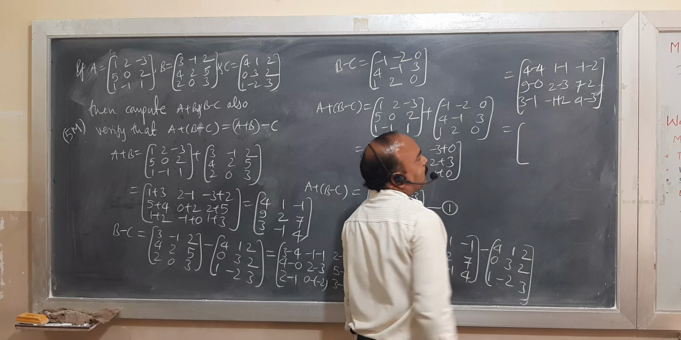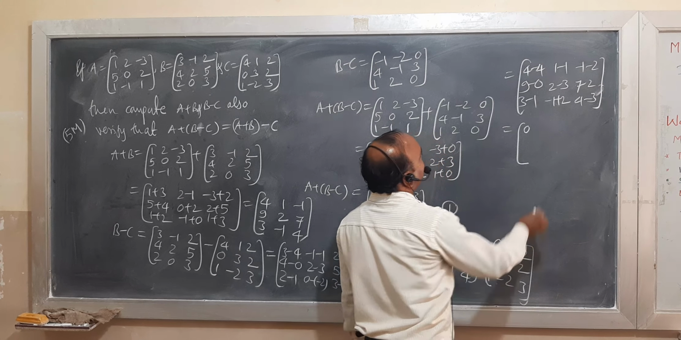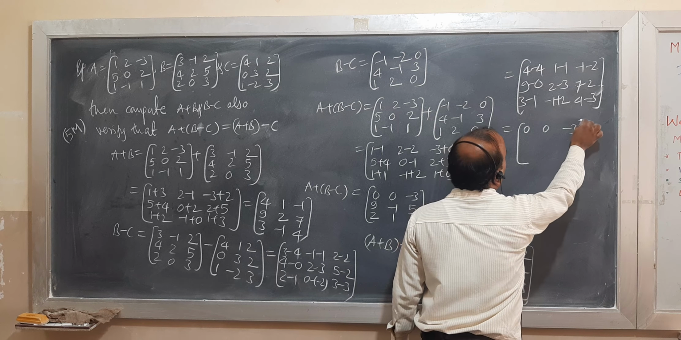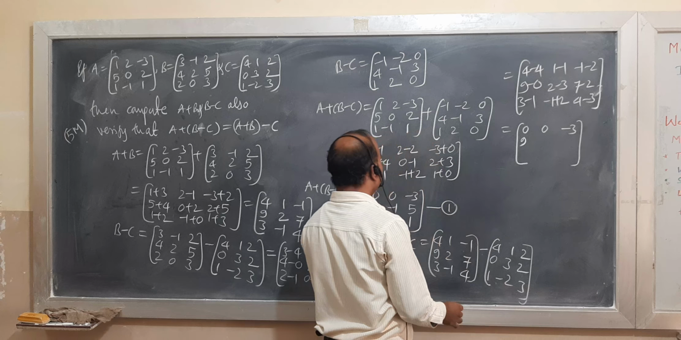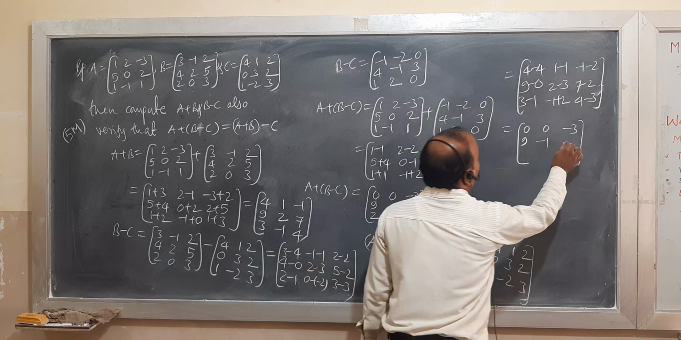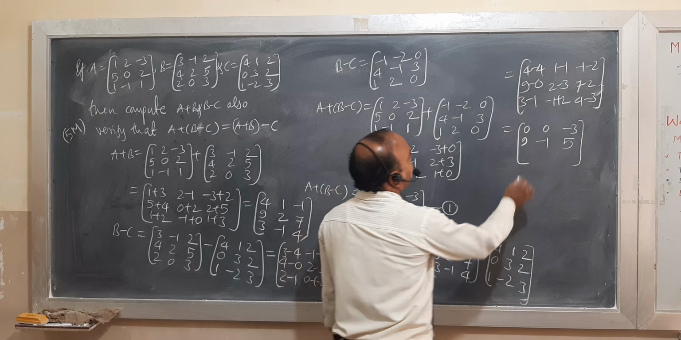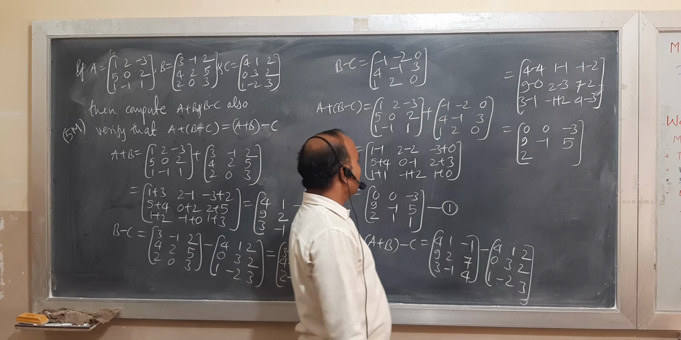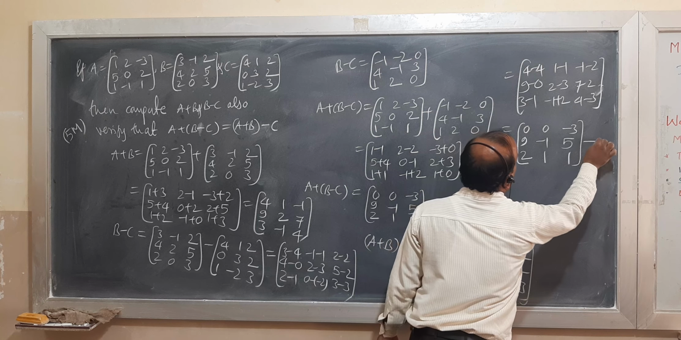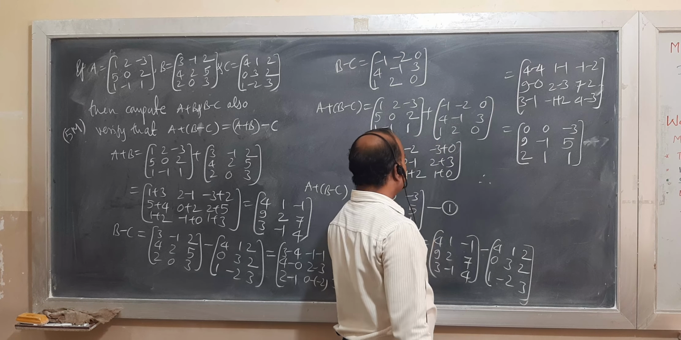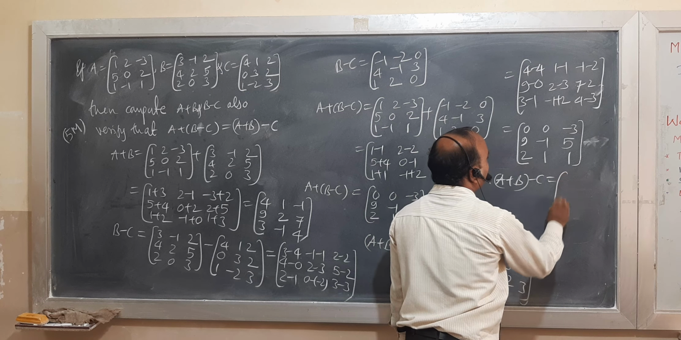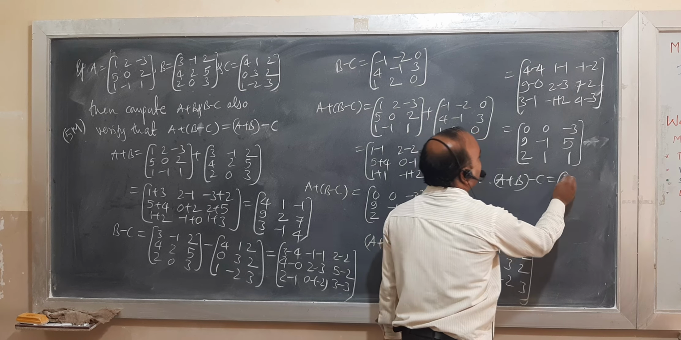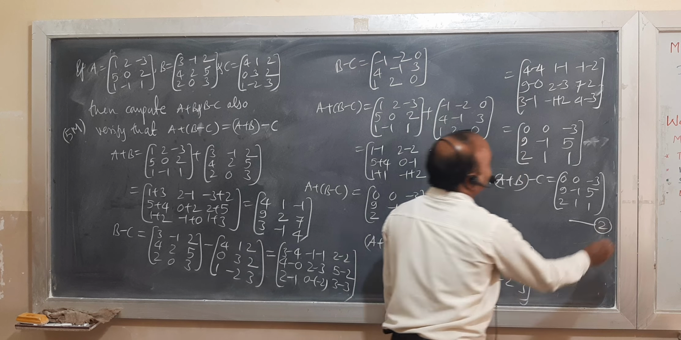Simplify this one. You get 4 minus 4 is 0. 1 minus 1 is 0. Minus 1 minus 2 is minus 3. Next 9 minus 0 is 9. 2 minus 3 is minus 1. 7 minus 2 is 5. 3 minus 1 is 2. Minus 1 plus 2 is 1. 4 minus 3 is 1. Therefore, it is the right hand side value, that is the value of A plus B minus C. This we got 0, 0, minus 3, 9, minus 1, 5, 2, 1, 1. Call this as equation number 2.